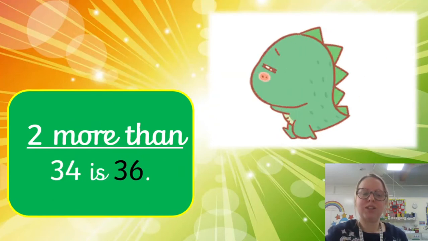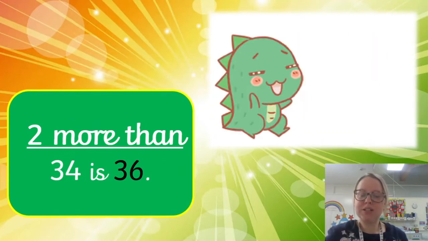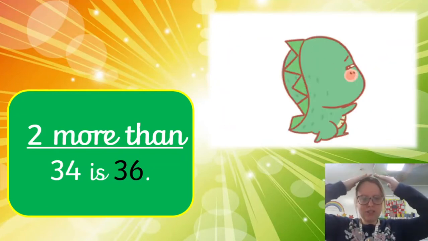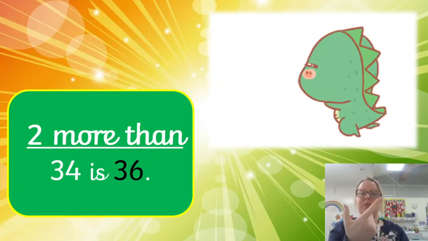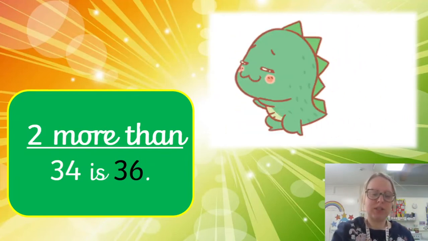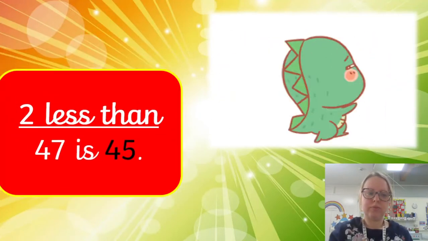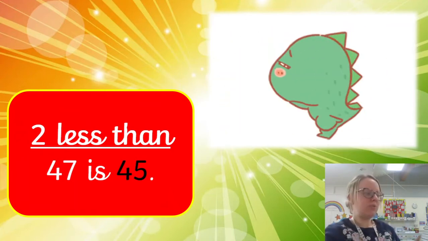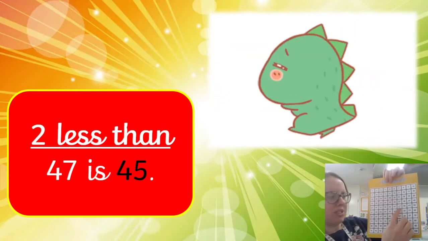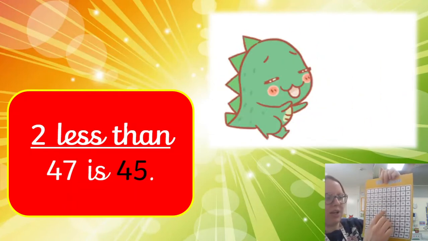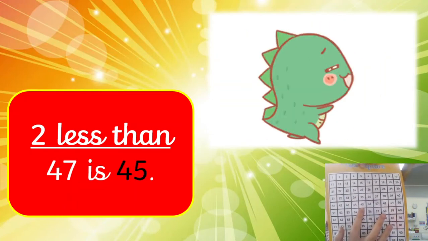Next, 2 more than 34 is 36. This time I'm going to do it in my head. I'm going to put 34 in my head, and I'm going to use my fingers, get my 2 more ready to count on: 34, 35, 36. The answer is 36. 2 less than 47 is 45. You can find 47 on your 100 square, and you need to do 2 jumps back, and we land on number 45.